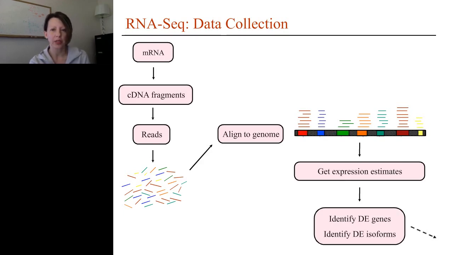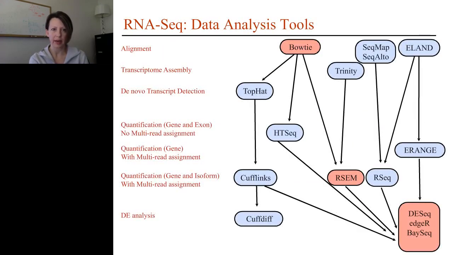Once we have estimates of expression, we go on to do things like identify differentially expressed genes or identify differentially expressed isoforms. Now, when we started addressing this problem, there were already a number of tools in place for accomplishing many of these tasks, and this slide is dated, and it's the landscape at the time that we were looking at a few years ago.